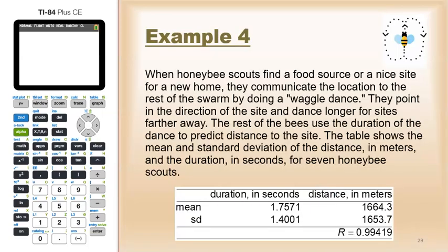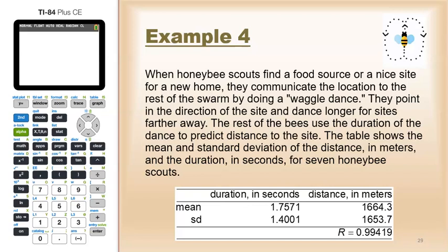When honeybee scouts find a food source or a nice site for a new home, they communicate the location to the rest of the swarm by doing a waggle dance. They point in the direction of the site and dance longer for sites that are farther away. The rest of the bees use the duration of the dance to predict the distance to the site.